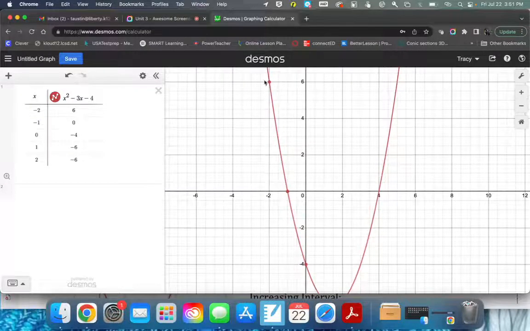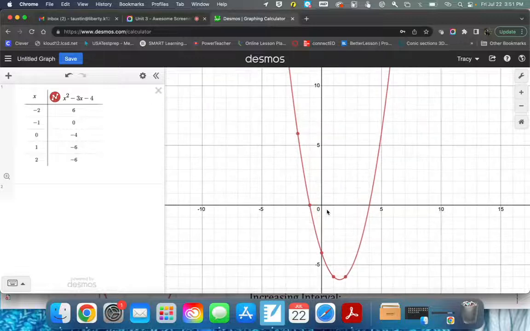So -2, 6 would be here, -1, 0, 0, -4. It's got 1, -6, and 2, -6. Our vertex is not in that table. But if I want it, I can drag my pointer over to it and place a point, and it will tell me what my vertex is, because remember, the vertex has to be in the very middle of my graph. So 1.5, -6.25 is my vertex.